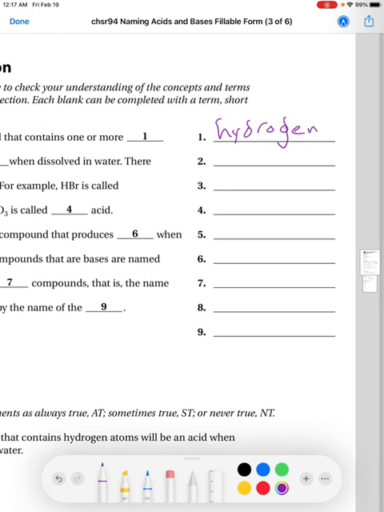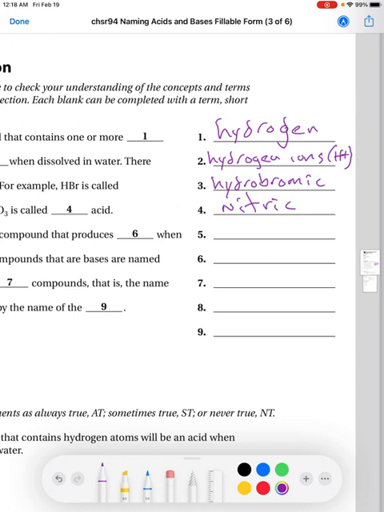Atoms, and produces hydrogen ions, which of course is H+ ions when dissolved in water. That's our definition of an acid. And there are rules for naming acids. For example, HBr is called hydrobromic acid, whereas HNO3 is called nitric acid.